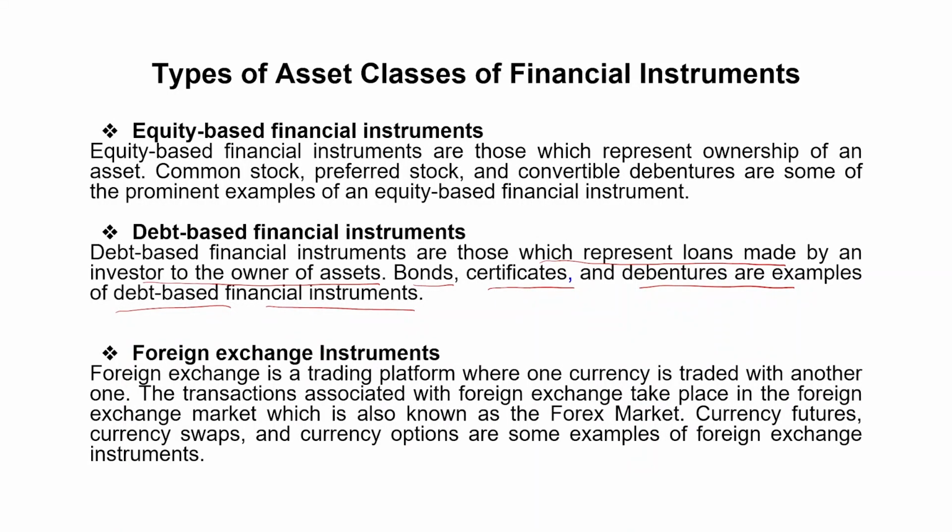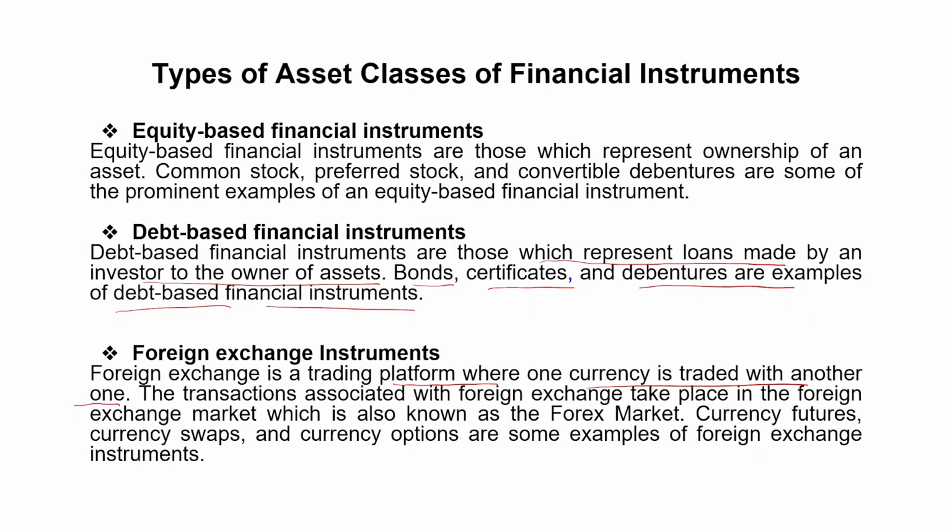Another type is foreign exchange instruments. There is a trading platform where one currency is traded with another. It means the currencies are not the same; one currency is exchanged for another through these instruments. The transactions associated with foreign exchange take place in the foreign exchange market, which is also known as the forex market. Currency futures, currency swaps and currency options are some examples of foreign exchange instruments.